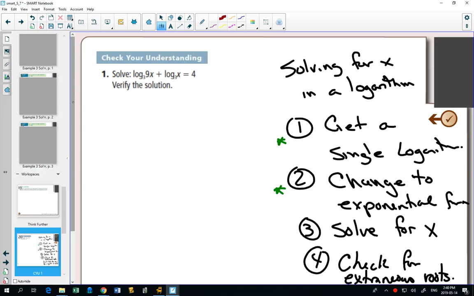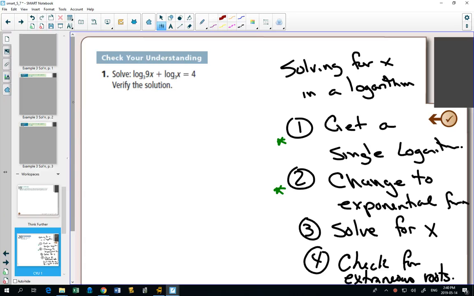So this one, it says solve. The x, it's inside of a logarithm. So I know I need to get a single logarithm. But right now, can you see that you have 2 logarithms? How could you possibly combine log 3 of 9x plus log 3 of x?